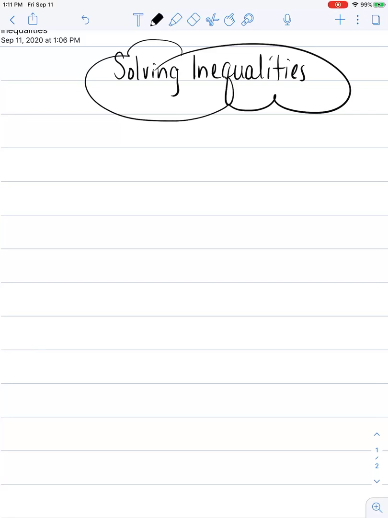Hey guys, today we're going to take a look at solving inequalities. Up until this point, we have only solved equations. An example of that would be something like 2x equals negative 8. To solve that, I would divide both sides by 2, and x equals negative 4.